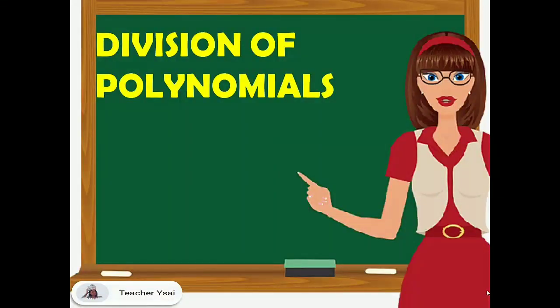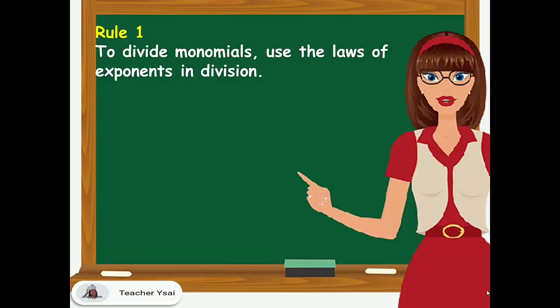Division of polynomials. In this video, I will enumerate the rules in dividing two polynomials and perform division of two polynomials. To divide monomials, use the laws of exponents in division. For example, negative 6x to the fourth, y to the sixth, zw divided by 12xy to the eighth power, zu.